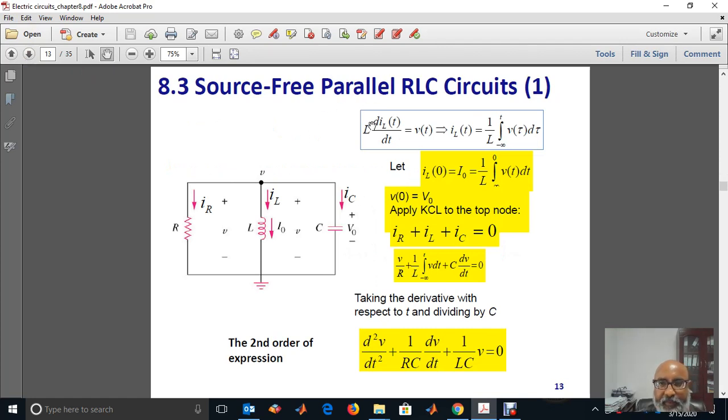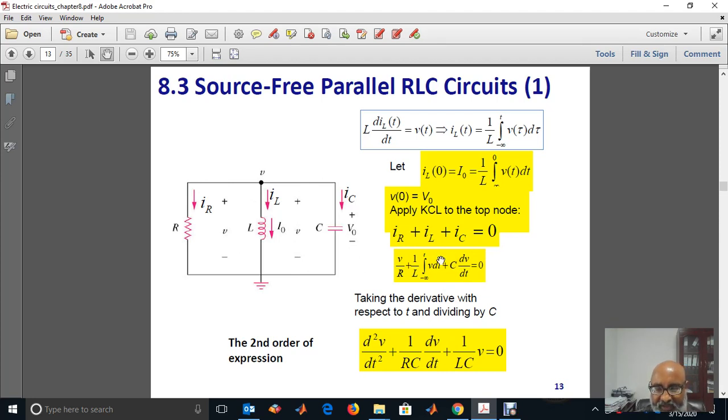Okay, now source-free parallel RLC circuits. This is the parallel RLC circuit. This is the resistor, this is the inductor, this is the capacitor. So by taking this node and applying KCL, IR plus IL plus IC is equal to 0. IR is V over R, the current through the resistor. IL is 1 over L times the integration of the voltage. Note that they have the same voltage, they are all in parallel. So the integration of the voltage, plus IC, which is C dV by dt.